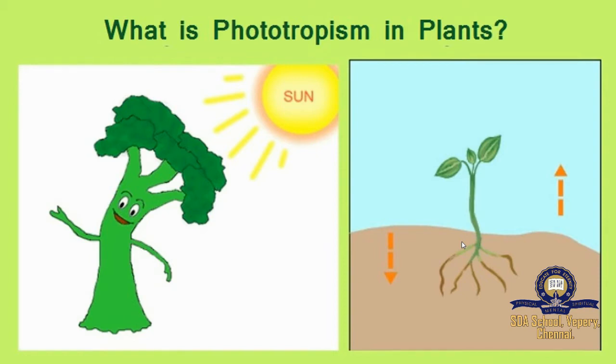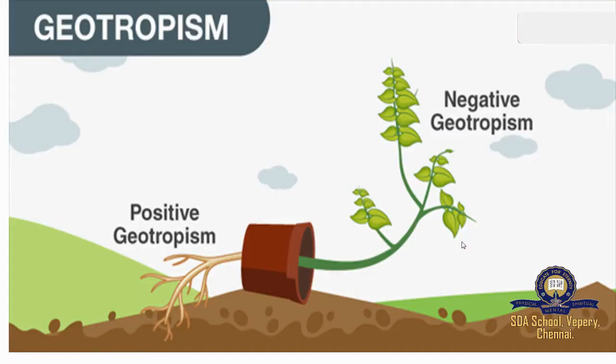The second type of tropism is geotropism. Geotropism is nothing but, geo means gravity. So the root, as usual, grows downwards, right? So roots have grown downwards towards the gravitational pull. Due to gravitational pull, it grows downwards, whereas the shoot grows against the gravitational pull.